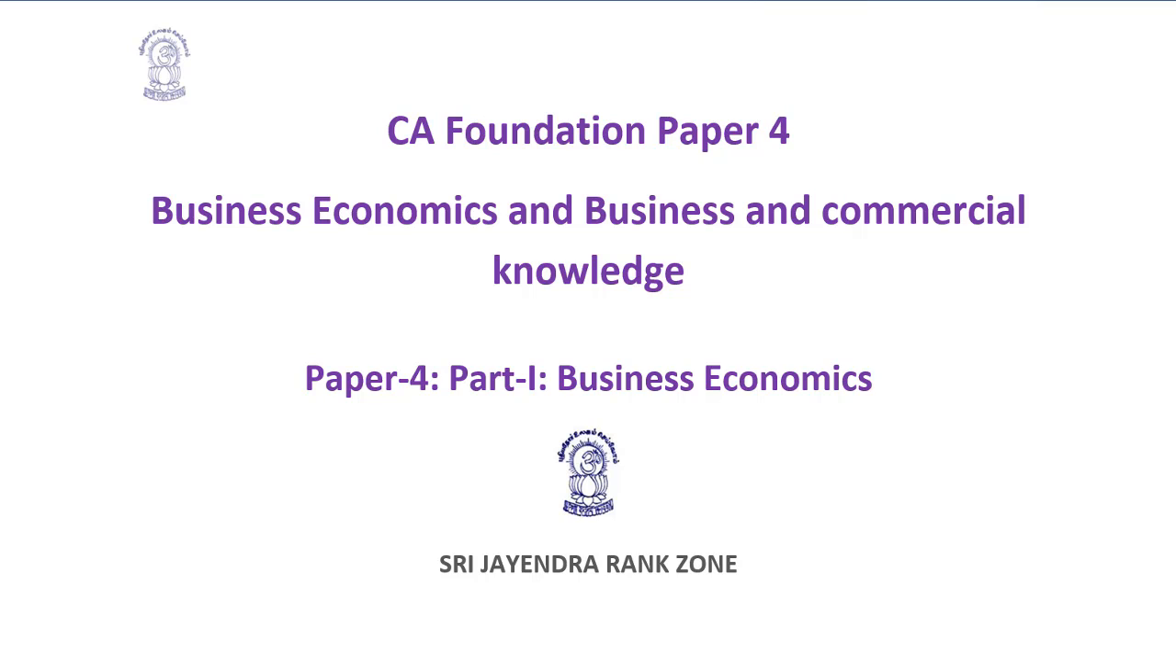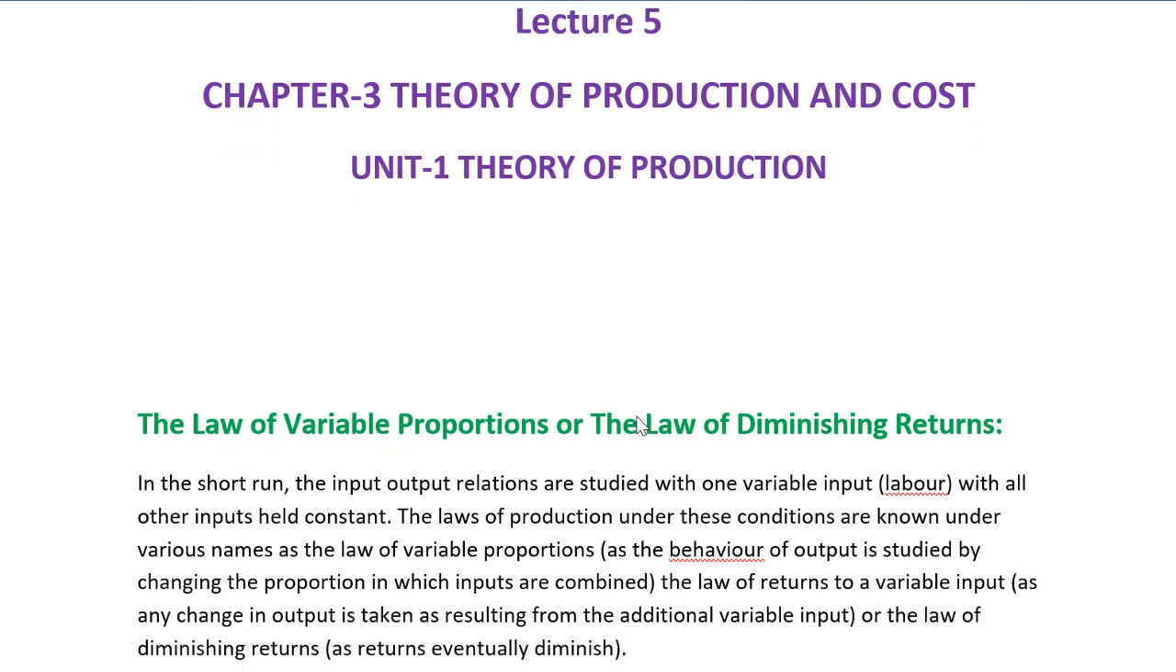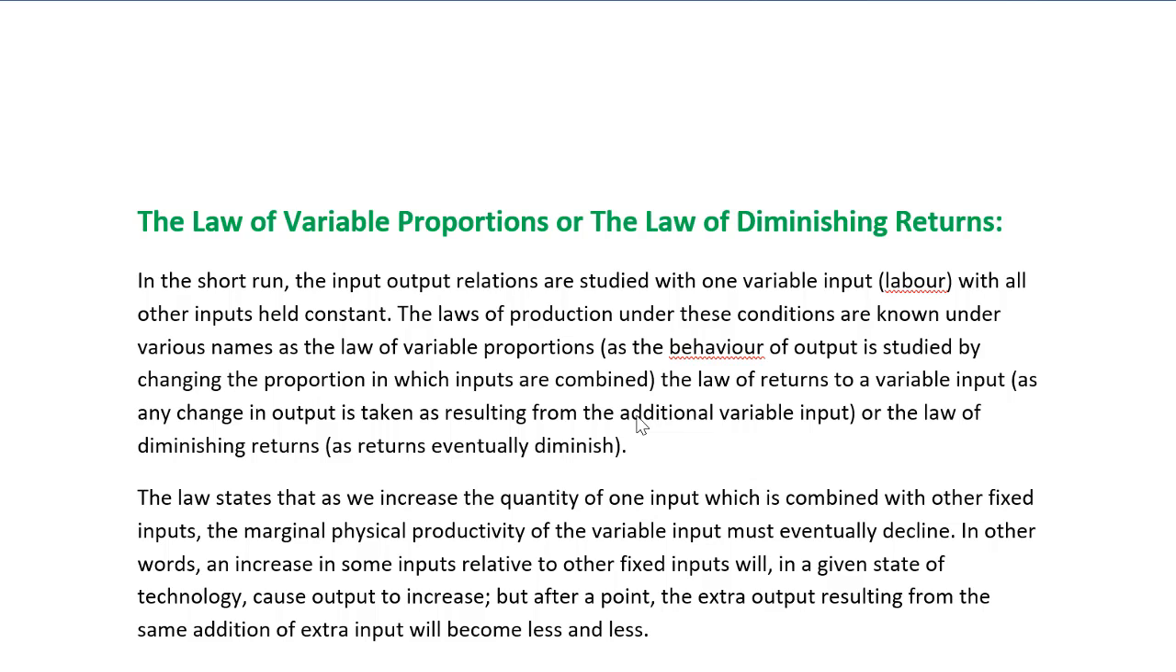In this lecture, we'll continue with Chapter 3, that is Theory of Production and Cost, and in particular, we'll continue with Unit 1, that is Theory of Production. All the concepts will be covered in the coming series of lectures. This is Lecture 5. In this lecture, we'll continue with this topic, that is law of variable proportion or law of diminishing returns.